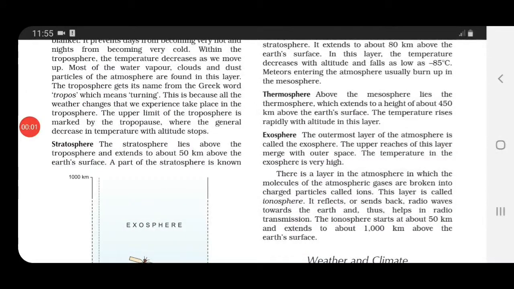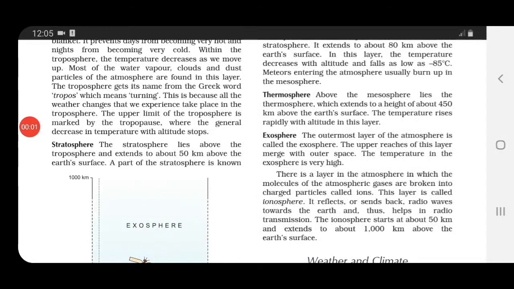Now talking about exosphere, children. This layer is the outermost layer of atmosphere, okay? And the upper reaches of this layer merge with the outer space. The upper part of this layer, merge means mix, okay? It merges with the outer space. The temperature in the exosphere is very high. If we talk about the temperature in this exosphere layer, it is very high.